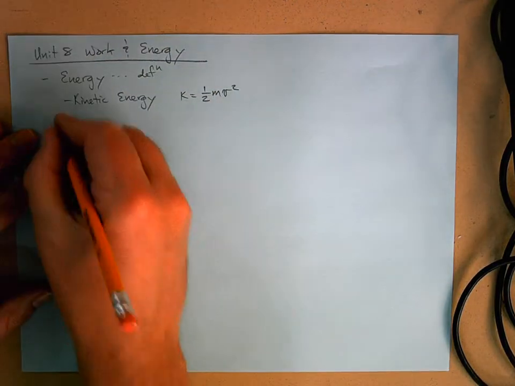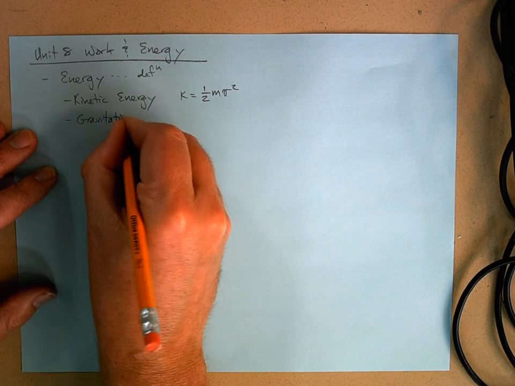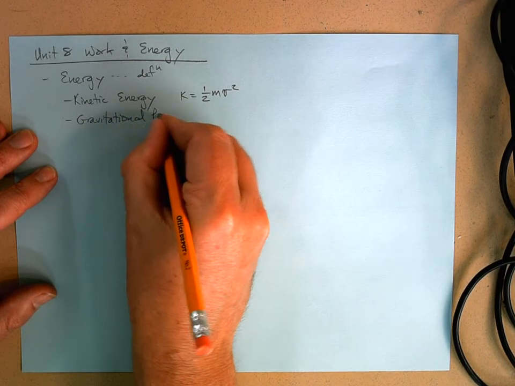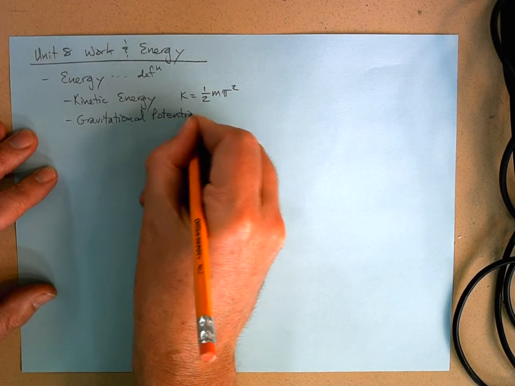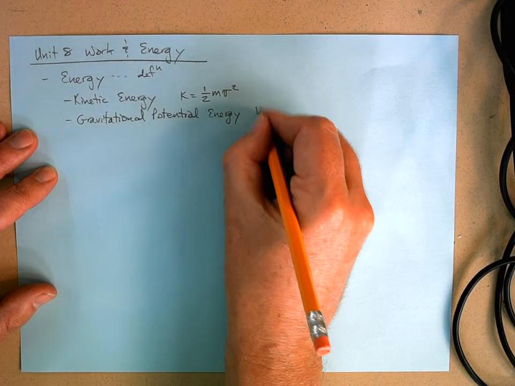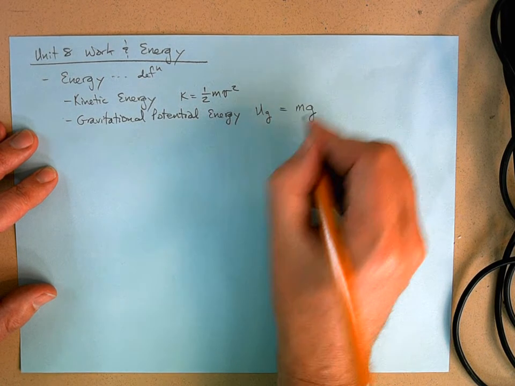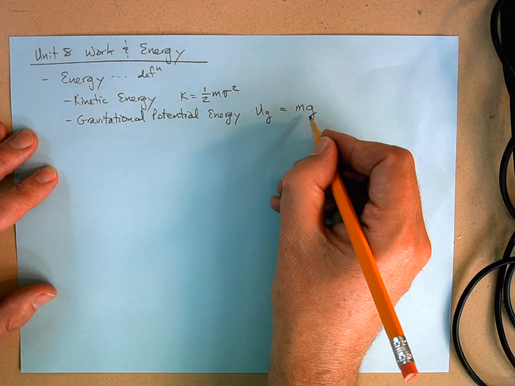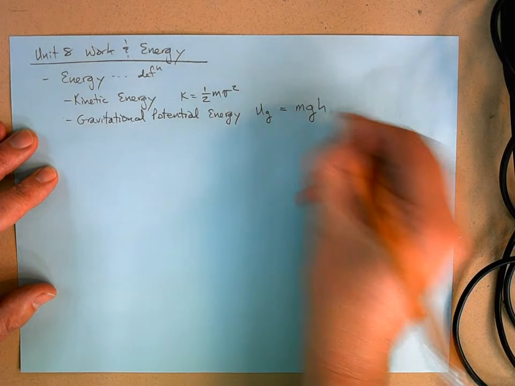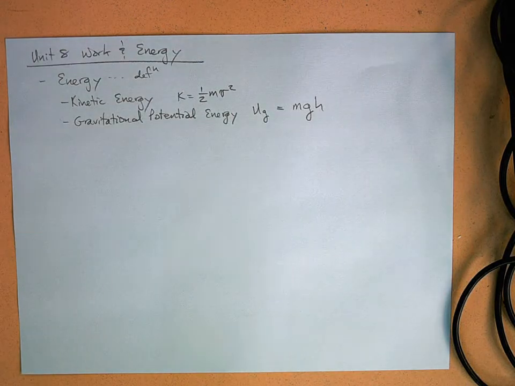Then we had gravitational potential energy. We called that U sub g, and that was equal to the mass times the gravitational field, this is the force of gravity, times your height. Another way of saying gravitational potential energy is the work that gravity can do to pull something down to the ground, or whatever your reference point is, whatever your height is.